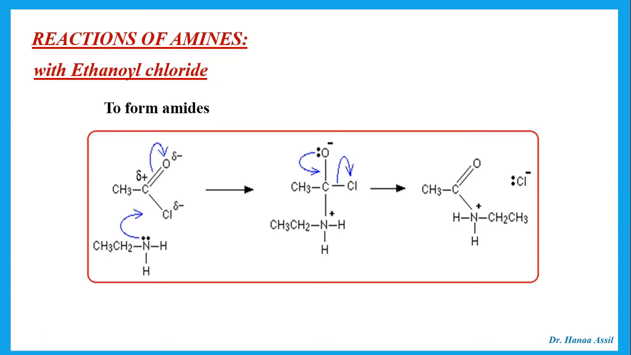Remember, amines react with acyl chlorides to form amides, and this is how we make amides. So the lone pair of electrons on the amine attacks the slightly positive carbon of the acyl chloride, and the electrons between the carbon and oxygen go to the slightly negative oxygen, and then these go back from the oxygen to make the double bond of the carbonyl, and the Cl is released.